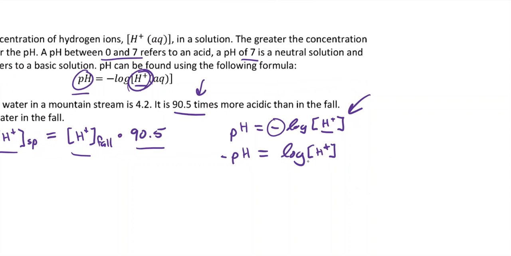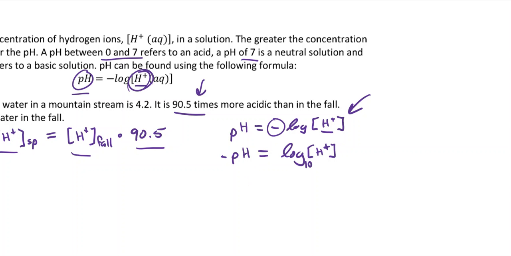Maybe this will help as a little hint. When we write a log with nothing underneath it, remember that that's actually log base 10. So then 10 to the power of negative pH in this case gives us H plus? Yeah, exactly. So this is just rewriting this in exponential form. 10 to the power of negative pH is equal to H.